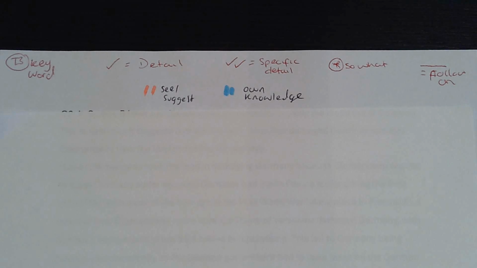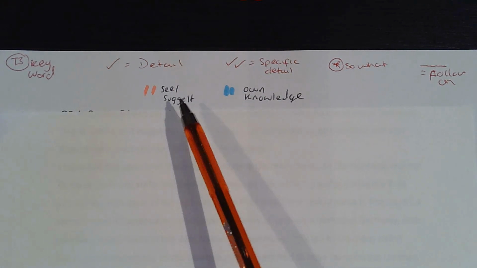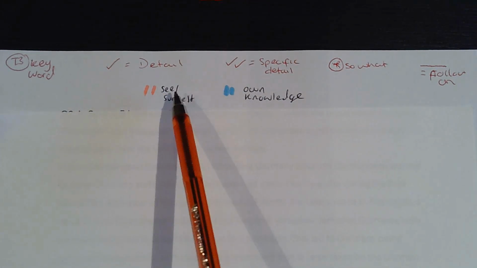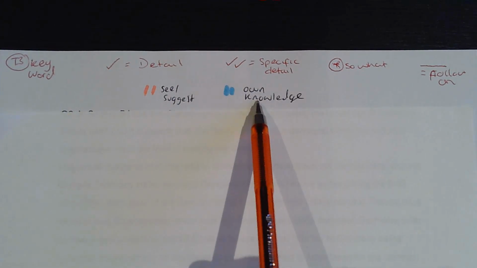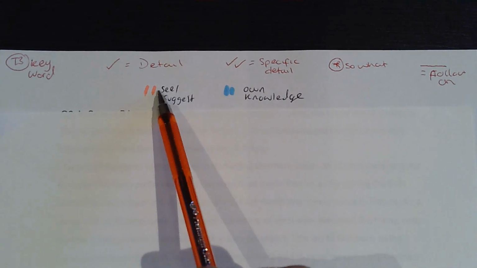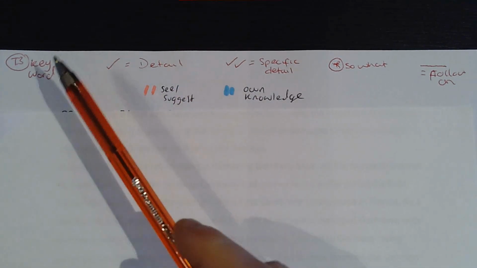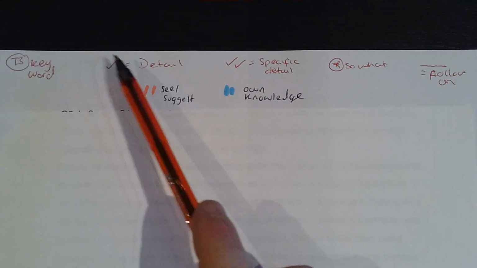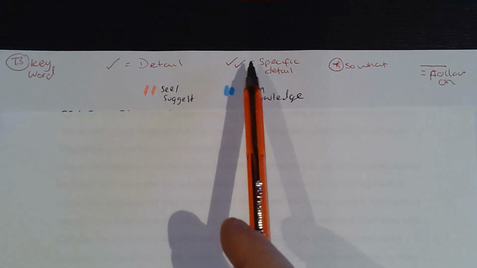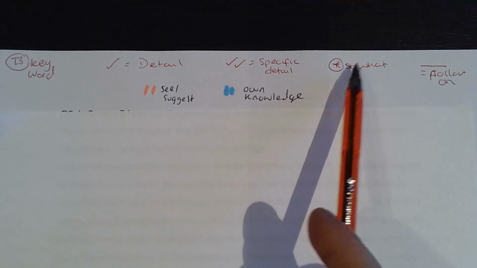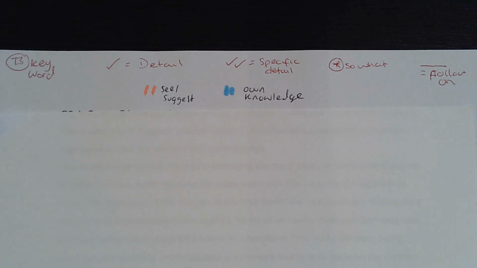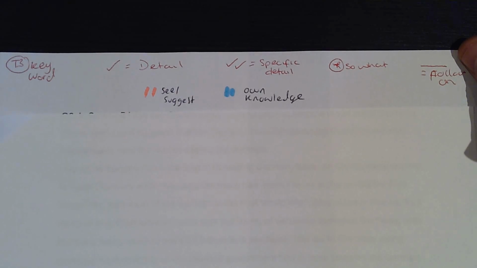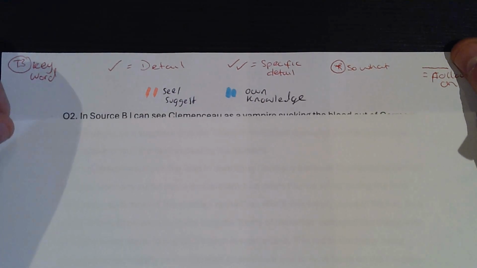So how do we go about getting top marks? Well, there's a lot of things that I look for. First of all, here you can see the structure. So you need to have what you can see and what it suggests about the question, and you have to have own knowledge. So seen and suggest is orange, blue is own knowledge. You have to have keywords, details and specific detail. You have to have so what, and this line here will show how to follow on. So I'm looking for all that in my answer, linking to the question, which is about the Treaty of Versailles. So first of all, just what you can see.